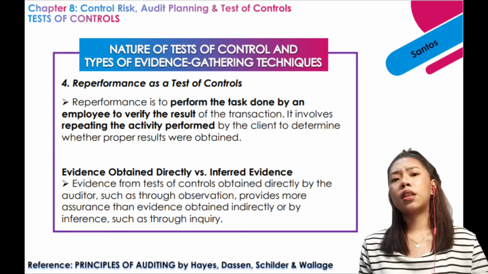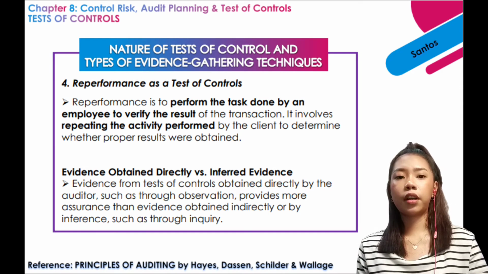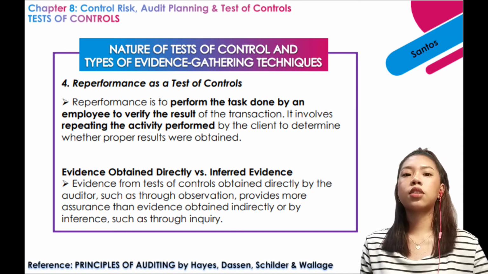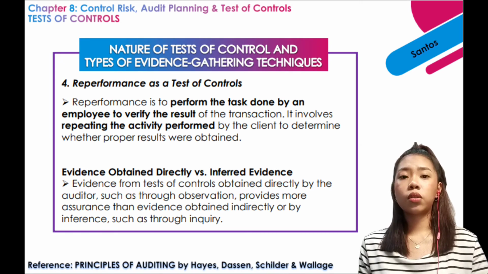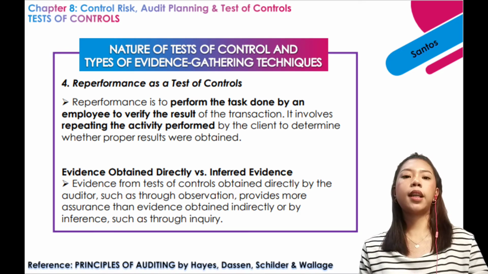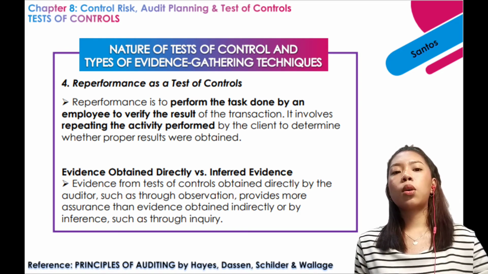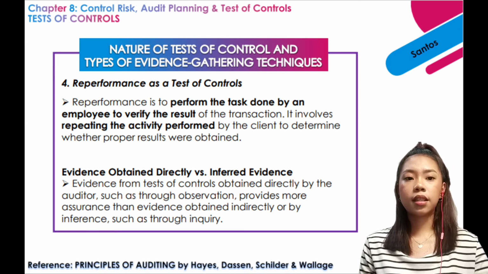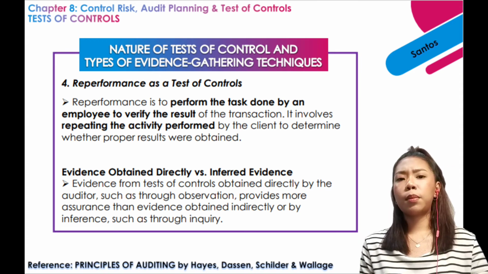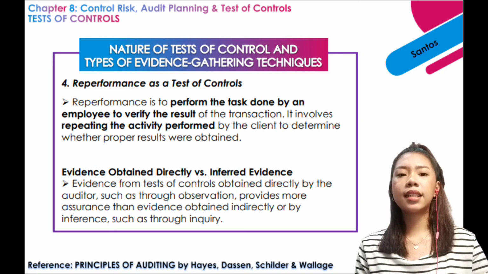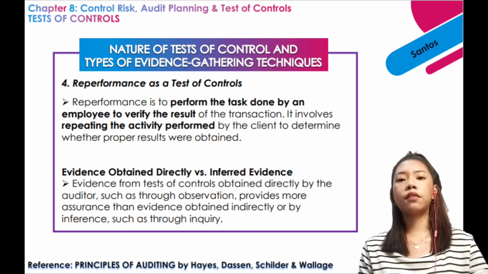So what is evidence obtained directly versus the inferred evidence? Evidence from tests of controls obtained directly by the auditor, such as through observation, provides more assurance than evidence obtained indirectly or by inference, such as through inquiry. Sabi nandito that the evidence obtained directly by the auditor provides more assurance than the inferred evidence. For example, observation and Reperformance. Diba? The auditor witnessed it firsthand if the organization's policies and procedures are effective or not.